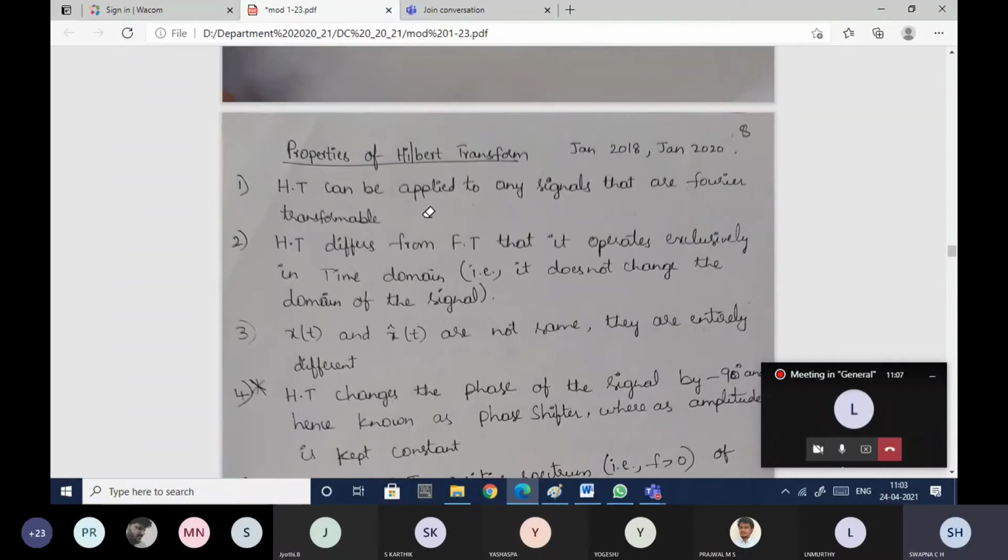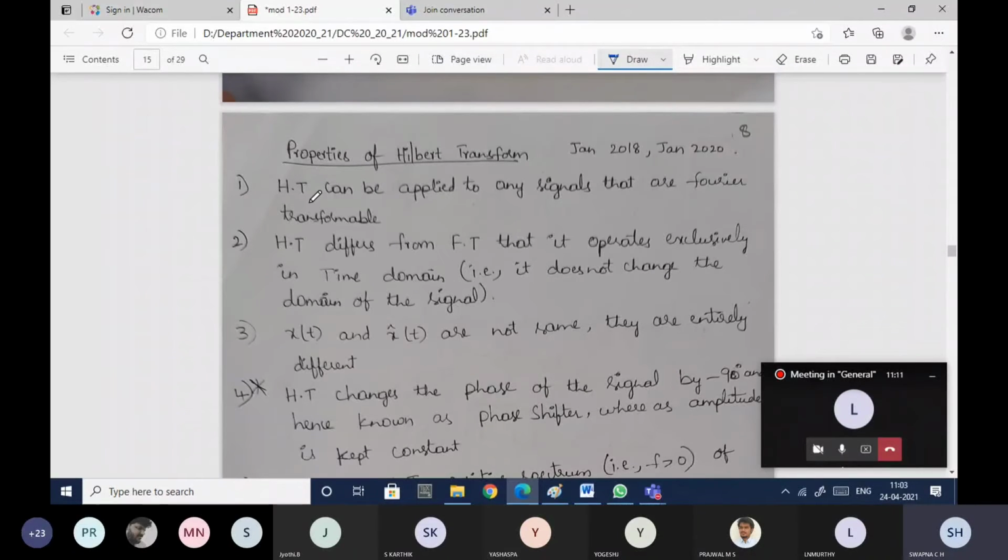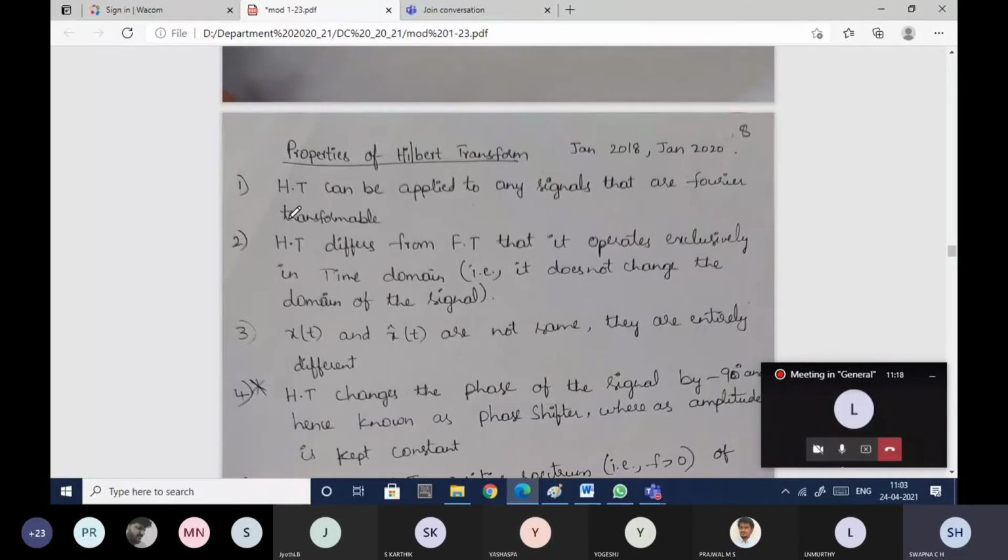Okay, now let us see the other properties. So Hilbert transform can be applied to any signals that are Fourier transformable. I have already mentioned this property. Whichever signal you will be able to find the Fourier transform for, for all those signals you can easily find the Hilbert transform.